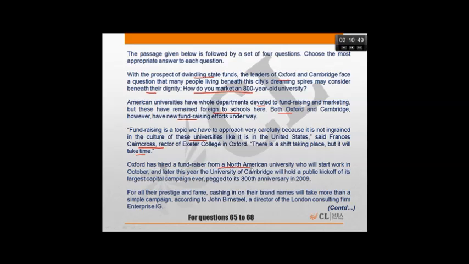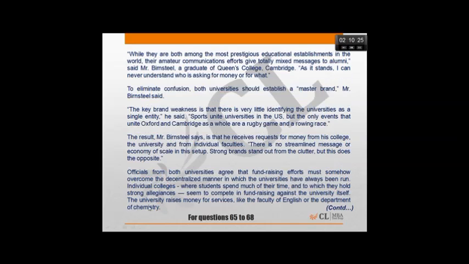Oxford has hired a fundraiser from a North American university who will start work in October, and later this year the University of Cambridge will hold a public kickoff of its largest capital campaign pegged to its 800th anniversary in 2009. For all their prestige and fame, cashing on their brand name will take more than a simple campaign, according to John Bernstein, director of London consulting firm Enterprise IG. While they are both among the most prestigious educational institutions in the world, their amateur communication effort gave totally mixed responses to the alumni, said Mr. Bernstein, a graduate of Queen's College, Cambridge.